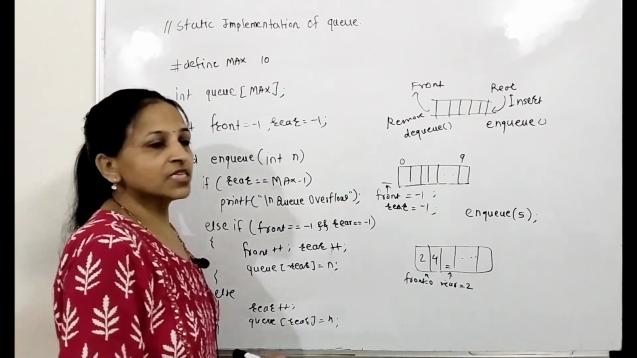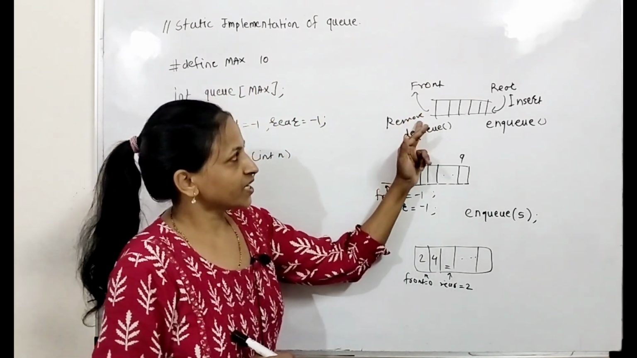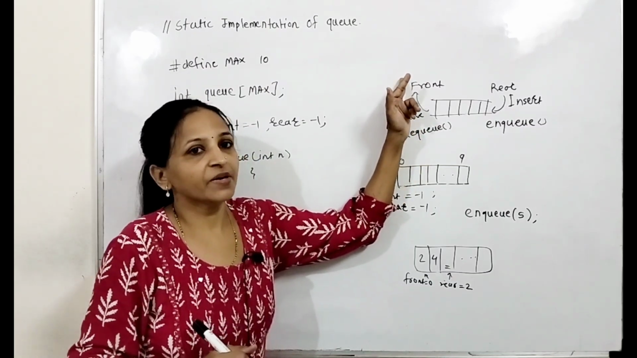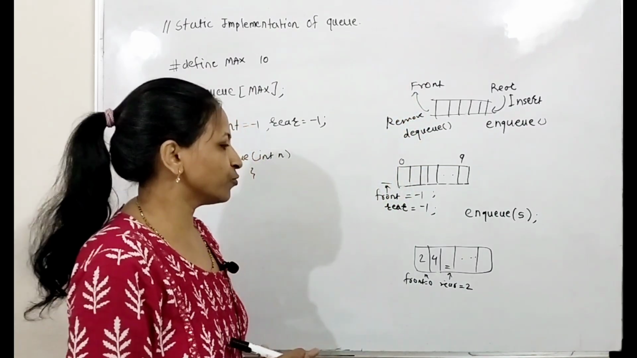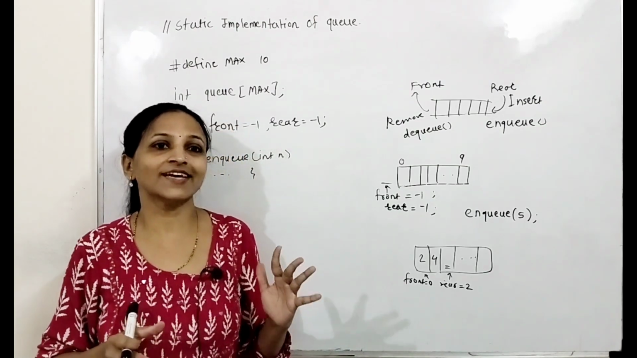Now we have to see the DQ operation. DQ means removing an element from that Q, and we just remove the element from the front. Now how will we do that? See, first we have to check whether that Q is empty.